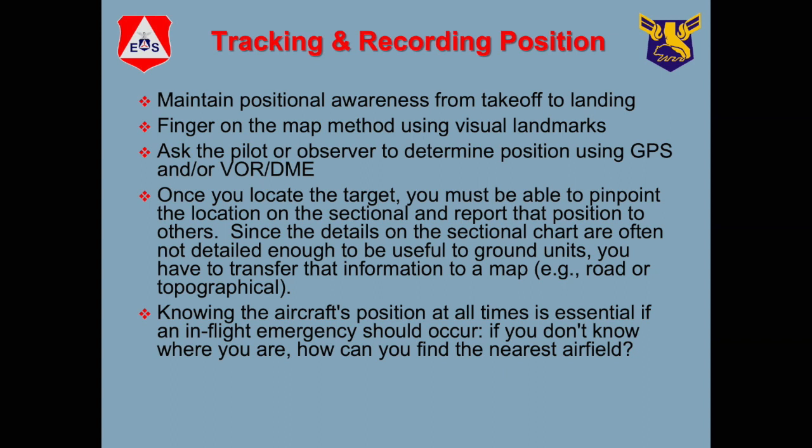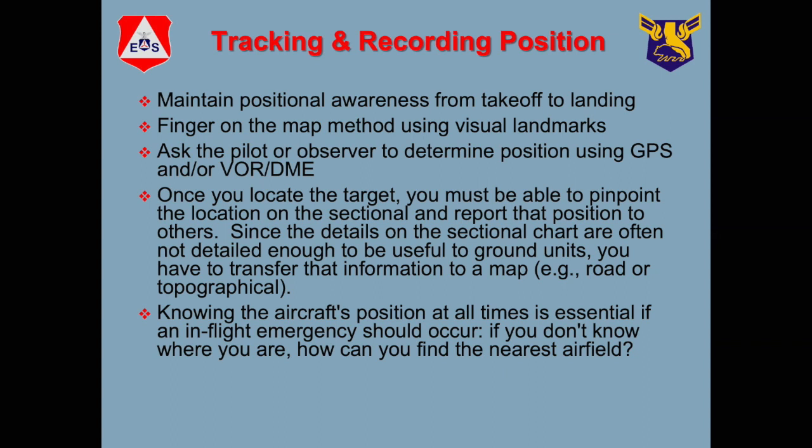Okay, so tracking and recording position. We need to maintain positional awareness from takeoff to landing. It's always good to put your finger on the map and use visual landmarks when possible. So even as you're calculating through course and heading, you still want to use visual landmarks to double check where you are. You can ask the pilot or observer to determine position using GPS and or VOR DME, which I'll explain in the next slide. Once you locate a target, you must be able to pinpoint the location on the sectional and report that position to others.